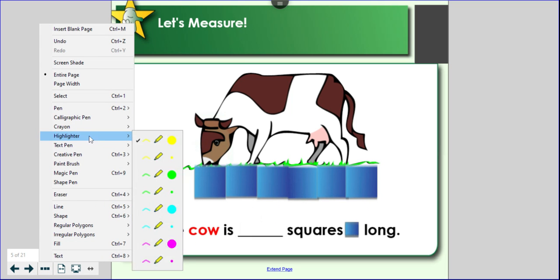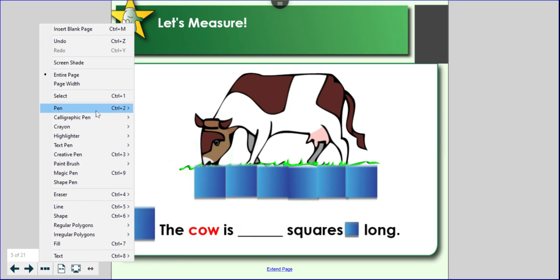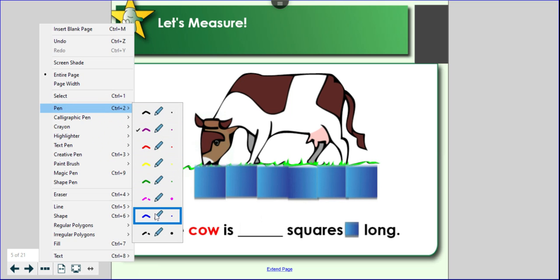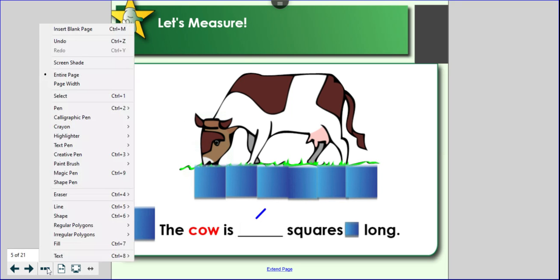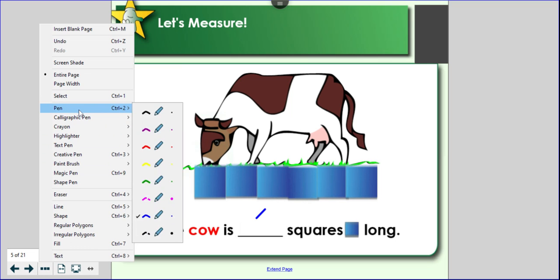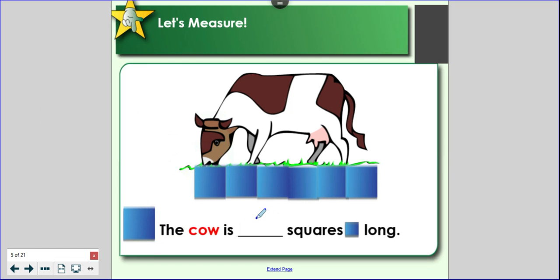Let's write our answer on the line and read the sentence. We found out that the cow is approximately 6 squares long. Write a 6 in the air with me.